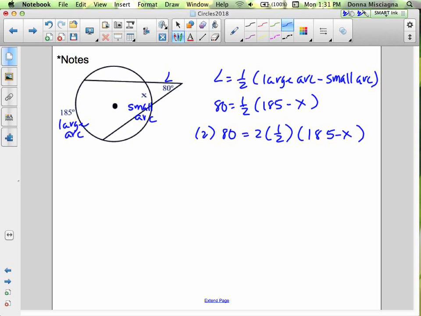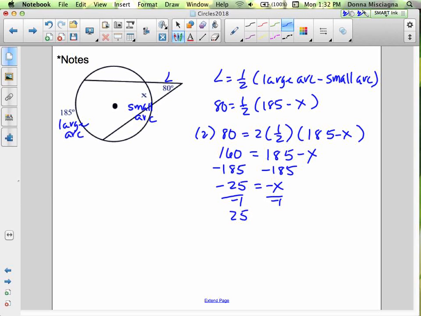All right, so 2 times 80 is 160. 2 times 1/2 is 1. That means that on this side we just have 185 minus x. We'll subtract 185 from both sides. We should get a negative number because the x is negative. That'll give us negative 25 equals negative x. Divide both sides by -1, and 25 degrees is our missing arc.